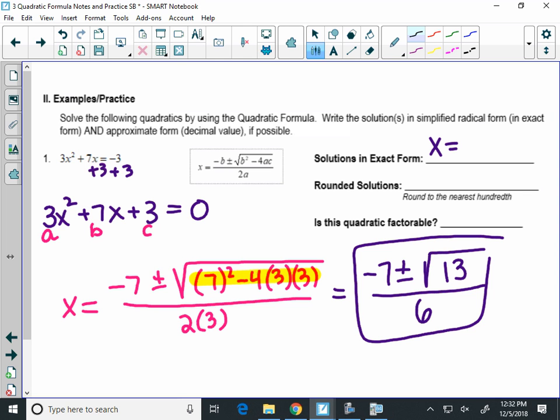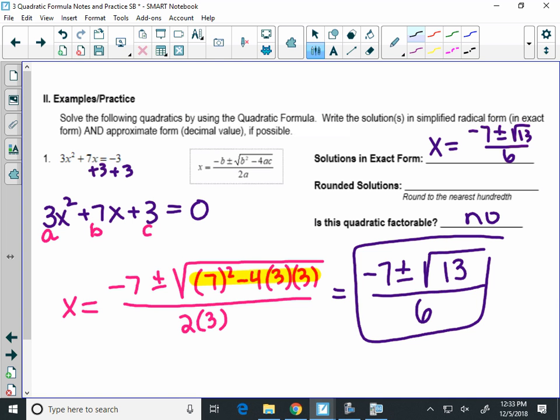The 2 x values are negative 7 plus or minus the square root of 13 over 6. There's two numbers in there. We just condensed it into one plus or minus. Now, are those rational or irrational? Irrational. So could you factor this quadratic? No. So the bottom line should say no.